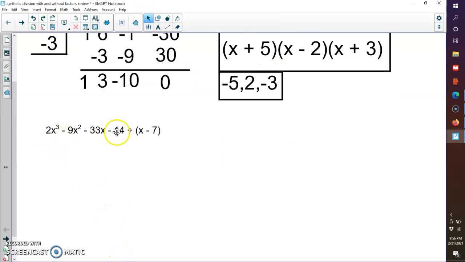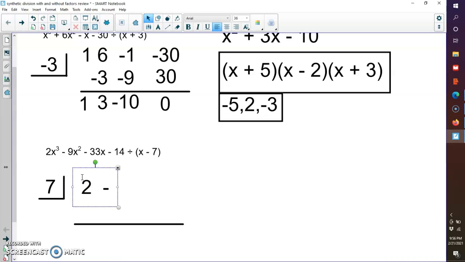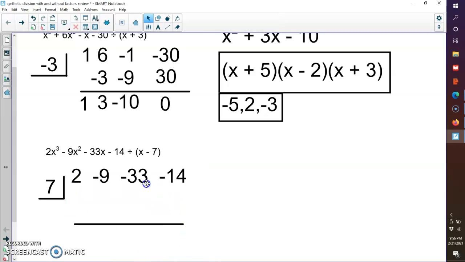Now here we have a coefficient of 2 in the front. It really doesn't change what we're doing. 7 is what makes this parenthesis equal to 0. So I put 7 in the box. Okay. And now I'm going to draw our line, and then our line down here. And then I copy down my coefficients. 2, -9, -33, and -14. Okay. We always drop that initial coefficient down to 2, and now we're just multiplying and adding.